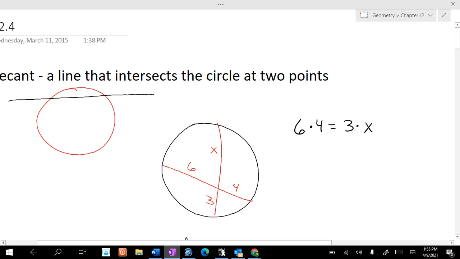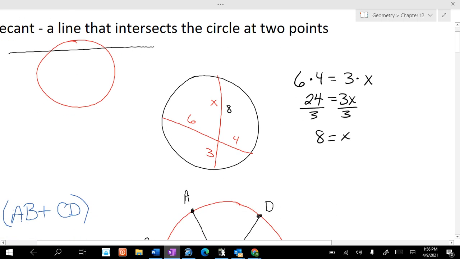Now, how do we solve that? 6 times 4 is? Equals 3x. Divide by 3. What does x equal? 8. The length of this would be 8. And proportionally, that looks correct.